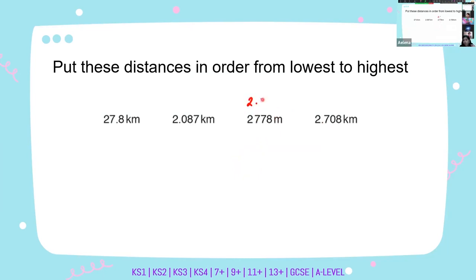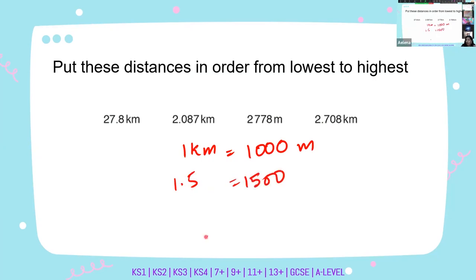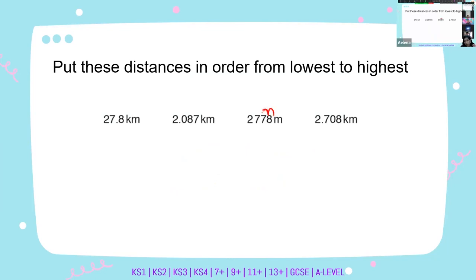So over here, you can write it as 2.778 kilometers. Why is that so? 1 kilometer equals 1,000 meters. So that means 1.5 kilometers would be 1,500 meters. If I'm putting extra zeros after the decimal, it's one and the same thing. It does not change my answer. So over here, I have to shift the decimal 3 positions every time. So over here, 1, 2, 3. Right. So this one would be 2.7 kilometers.